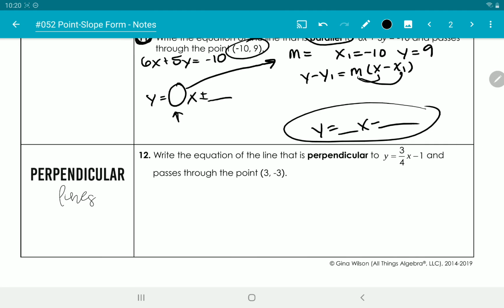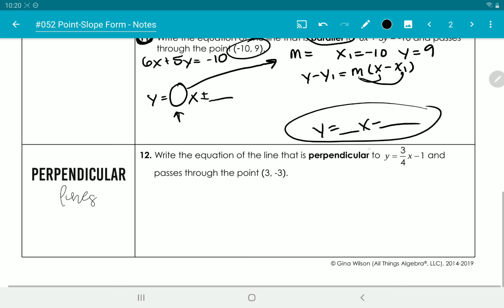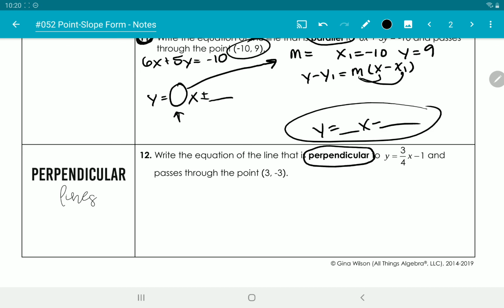Now we're going to be looking at similar types of problems, and we're going to be writing the equation of the line that is perpendicular to the lines we're given, and goes through a point. So we're looking at perpendicular, so it's going to be negative reciprocal slopes, so we have 3/4. So the slope that we're looking for here, instead of 3/4, it's positive, so ours is going to be negative. Instead of 3/4, it's going to be 4/3. And then we have x1 and y1. X is 3, y is negative 3.